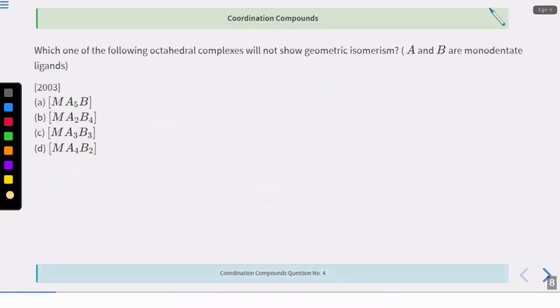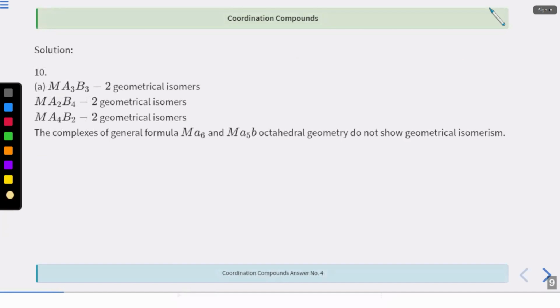Okay, so moving on to question number 4. Which one of the following octahedral complexes will not show geometrical isomerism? A and B are monodentate ligands. Monodentate means they are basically forming coordination with a single ligand. So I'm being asked which of the following does not show geometrical isomerism. So let's see. MA3B3 has two geometrical isomers, as we have seen previously, fac and mer.